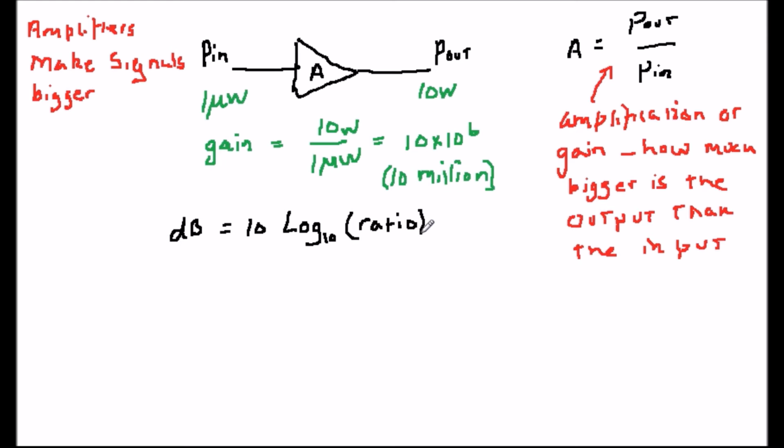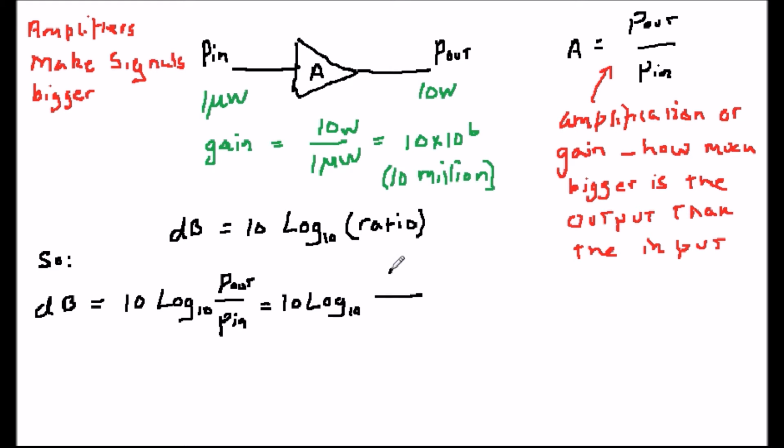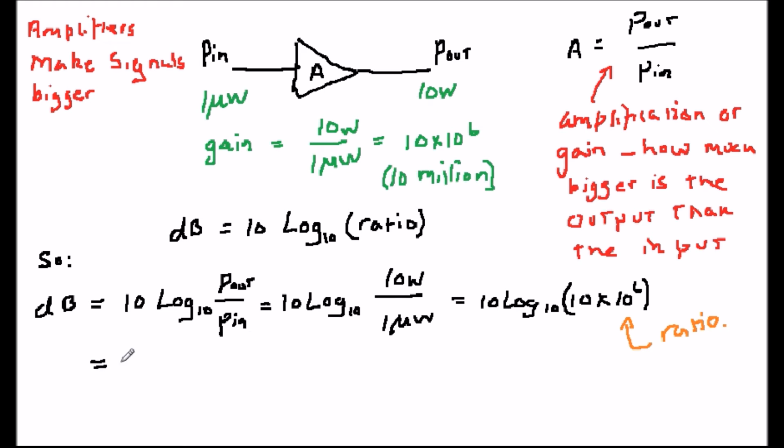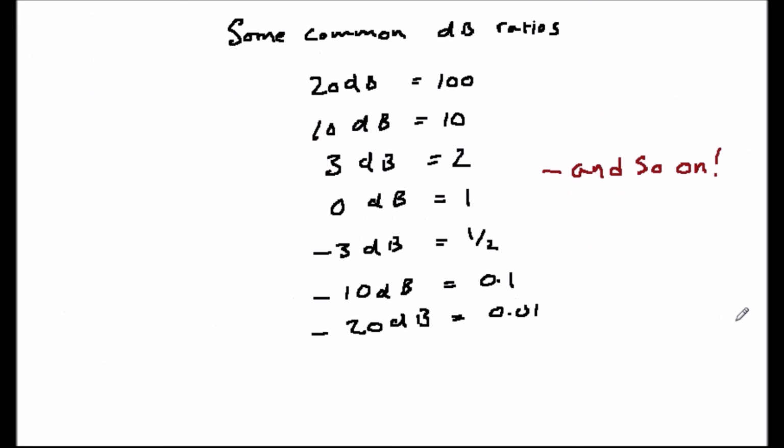So in this case, the decibels is equal to 10 log to the base 10 of the output power divided by the input power, which, if we remember, is equal to 10 log 10 of 10 watts divided by 1 microwatt, which is equal to 10 log 10 of that ratio, which is 10 times 10 to the power of 6, which is equal to 70 dB. Now it's easier to remember 70 dB than it is to remember a big figure like 10 million. Some common dB ratios are shown in a table here, just to give you an idea of what they stand for.